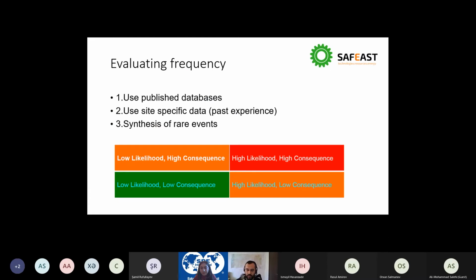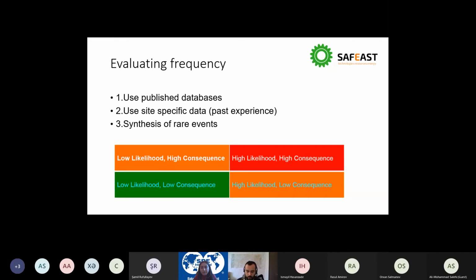So when we say evaluating frequency, you may remember, I am not sure the same group has joined, when we talked about consequence of the event, we said that some events may be high consequence, but others could be low consequence. But they also should be complemented by the likelihood of the event to better understand what the actual risk is.